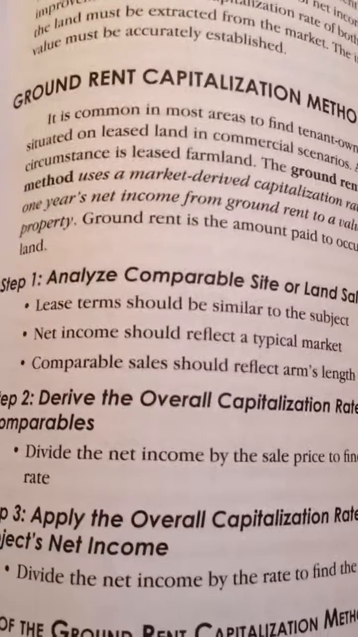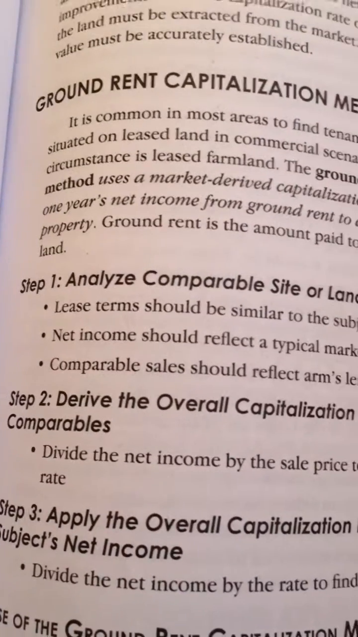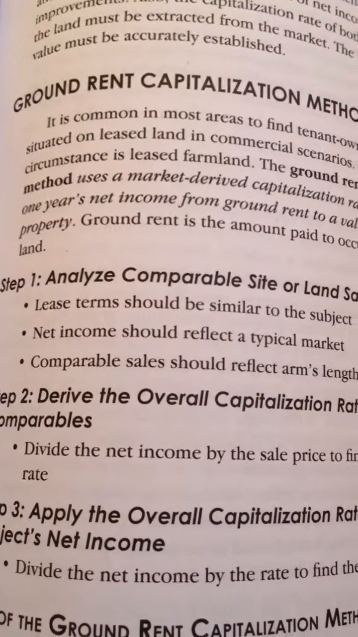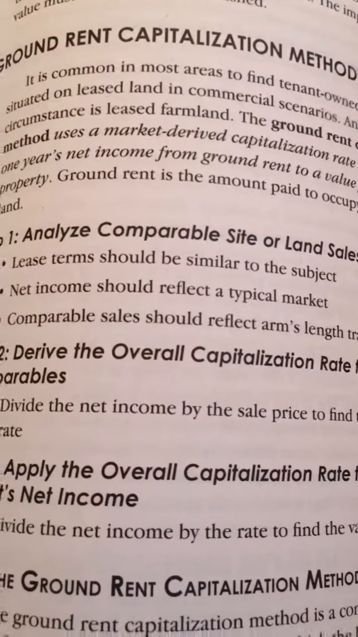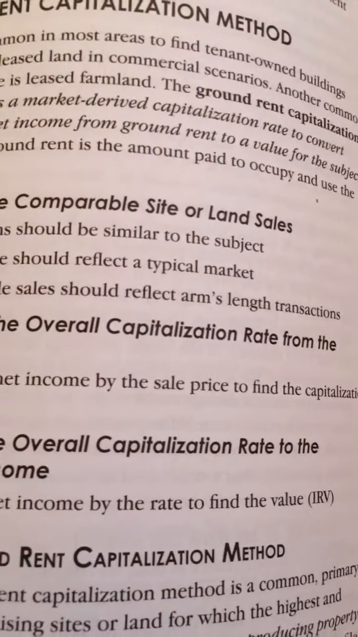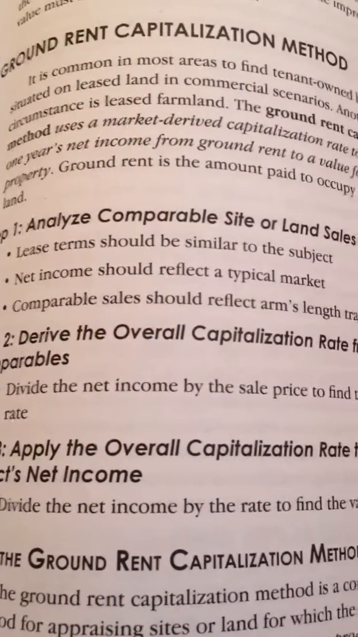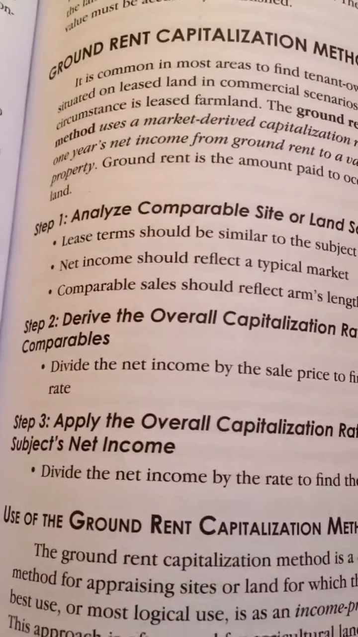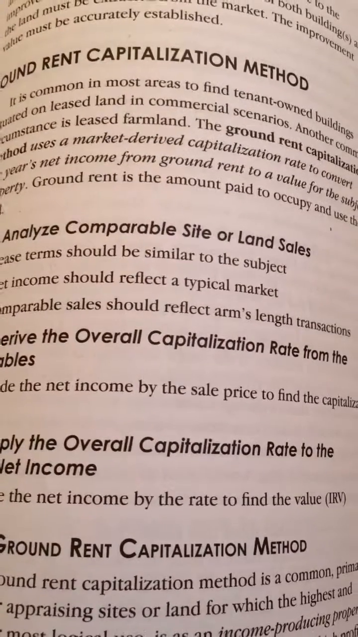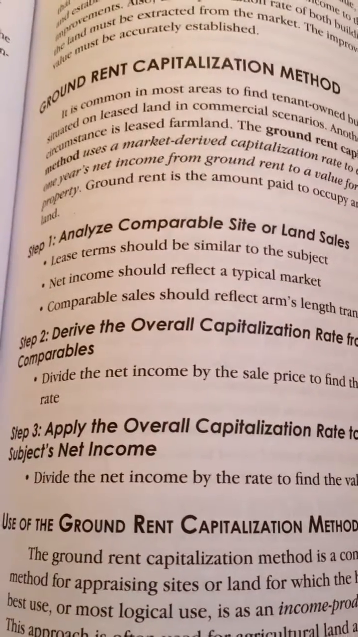Step number 1. Analyze comparable site or land sales. Lease terms should be similar to the subject. Net income should reflect a typical market. Comparable sales should reflect arm's length transactions. Step 2. Derive the overall capitalization rate from the comparables. Divide the net income by the sale price to find the capitalization rate.